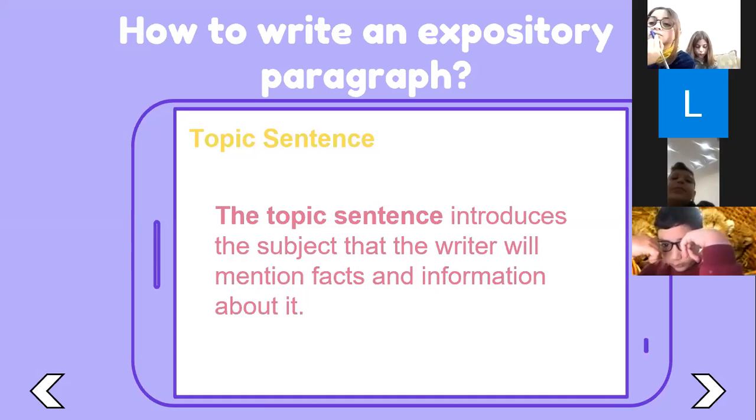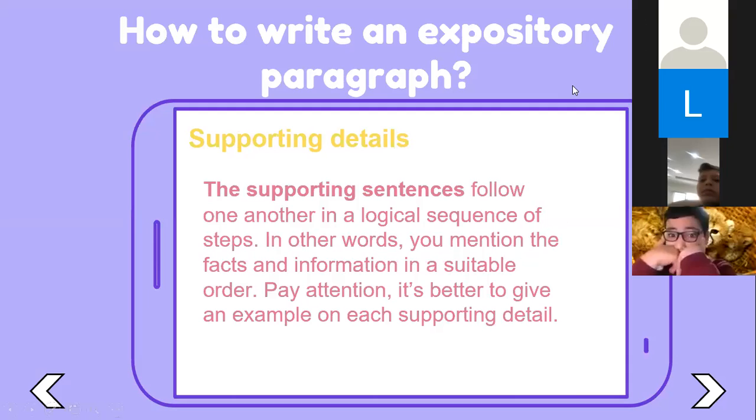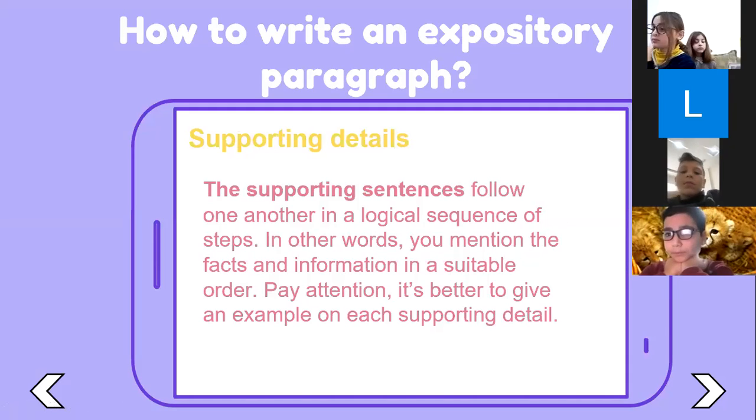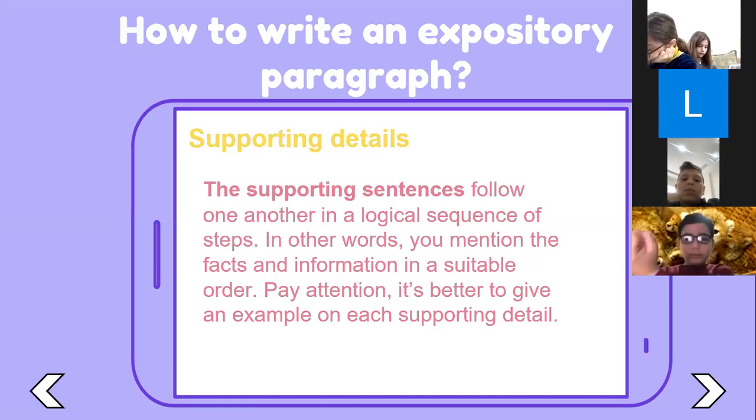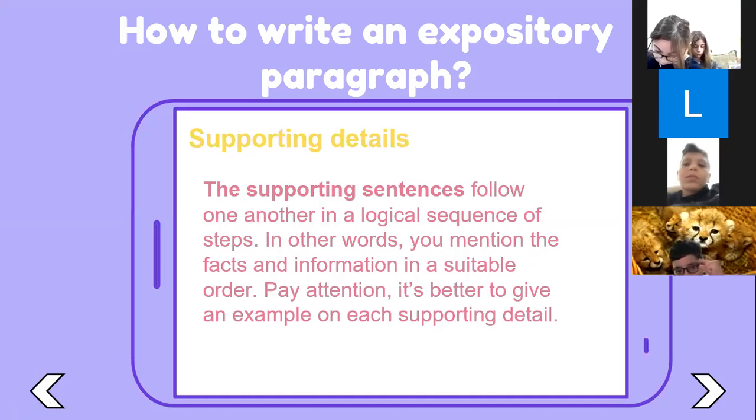Now I have to move to the details after the topic sentence. The details, or supporting details, or supporting sentences. What must I mention in the supporting sentences? First of all, they must follow each other in a correct sequence, in a correct order. In other words, we have to mention the facts and information in a suitable way. And it is good to give an example on each supporting detail.